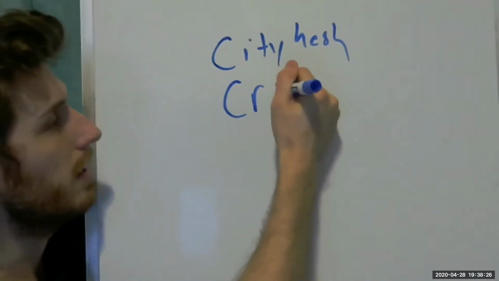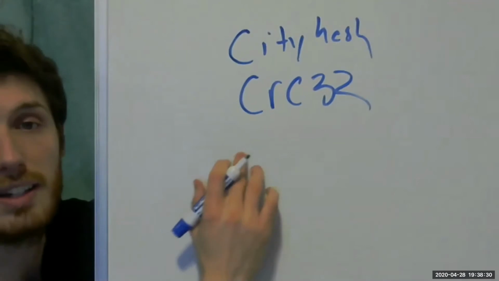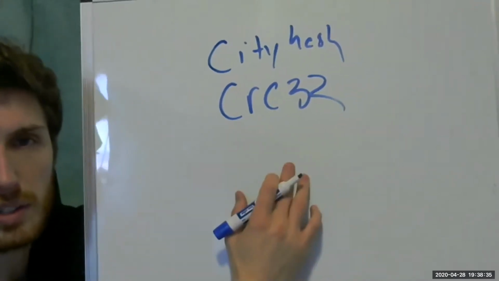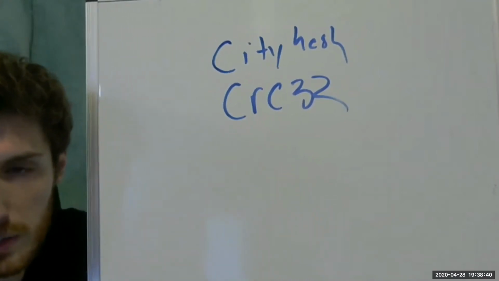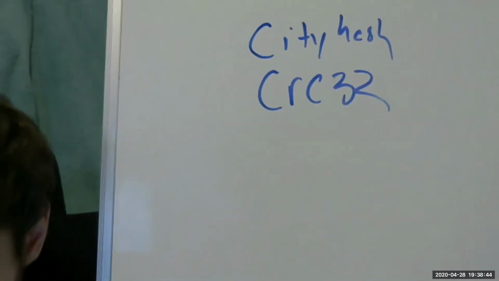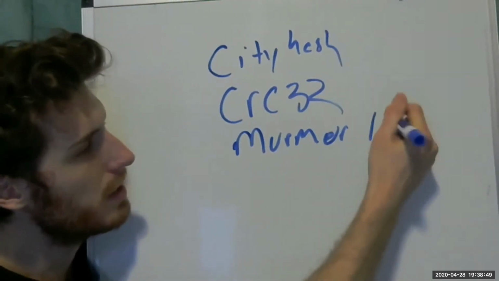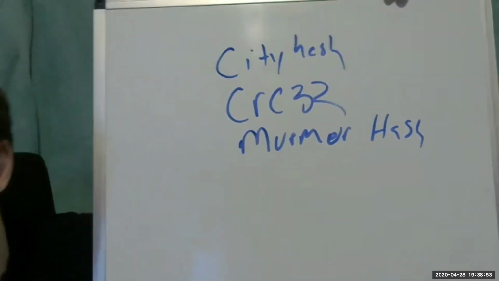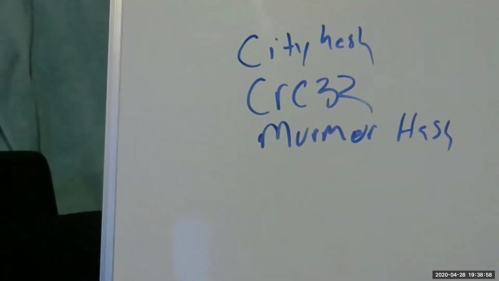CRC32. This is maybe something you've seen if you've used BitTorrent. They use CRC32. It's basically checking to see if the information is correct. There's also MurmurHash. This is what Ruby uses built in. That's kind of fun. Ruby does a lot of hashing under the hood.